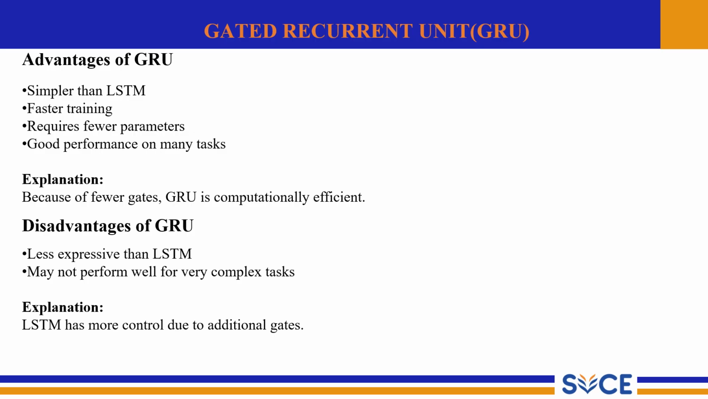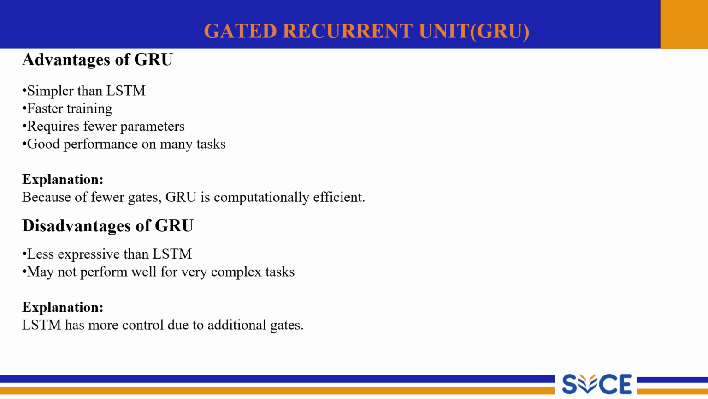So next one is fewer parameters. GRU uses fewer parameters than LSTM since it has fewer gates and a more compact design. Fewer parameters means reduced risk of overfitting, faster convergence during training, and more efficient model deployment, and this makes GRU suitable for systems with limited computational resources.